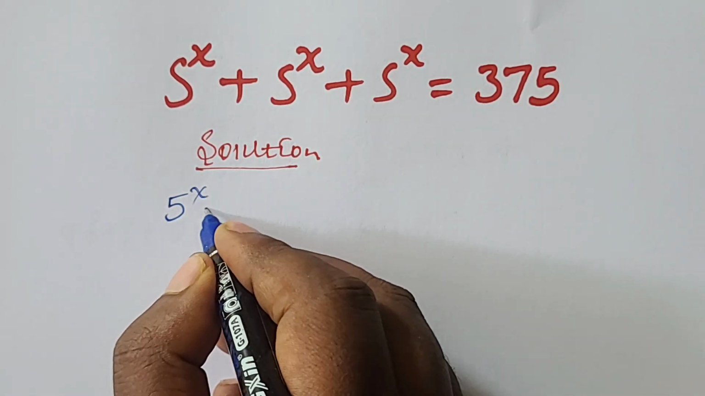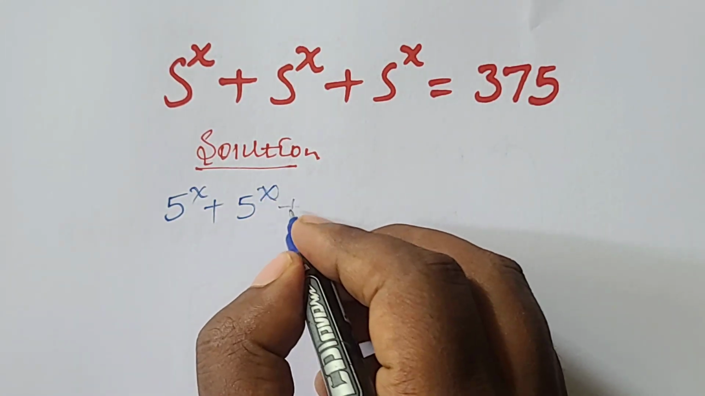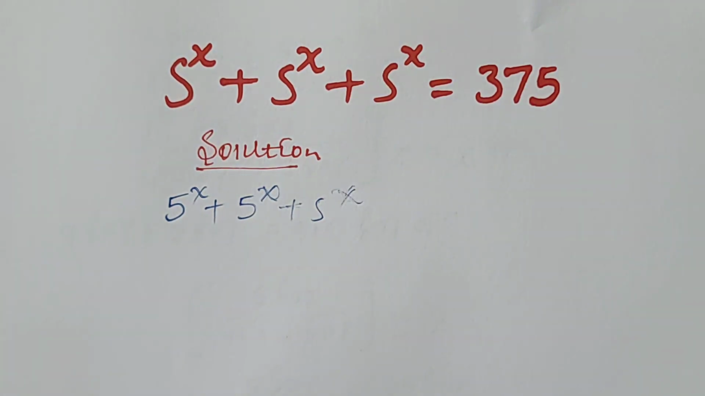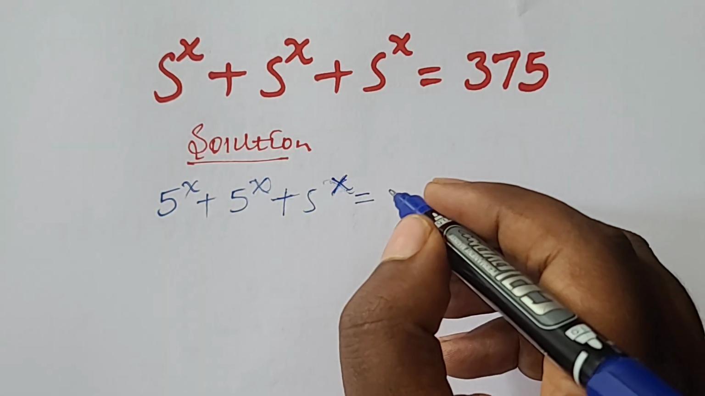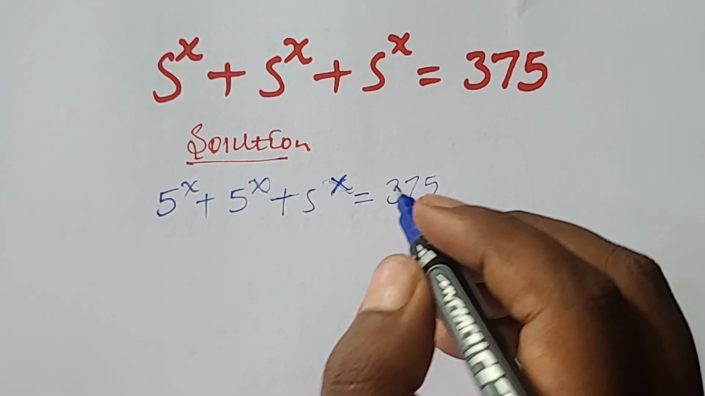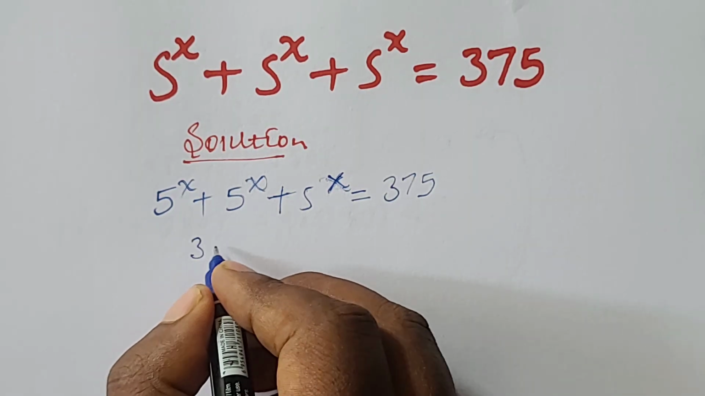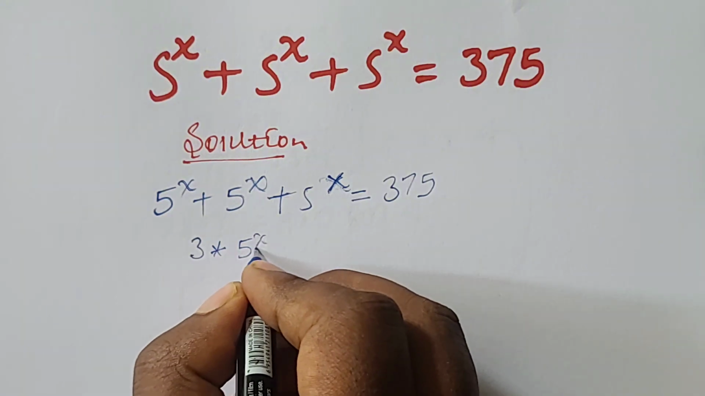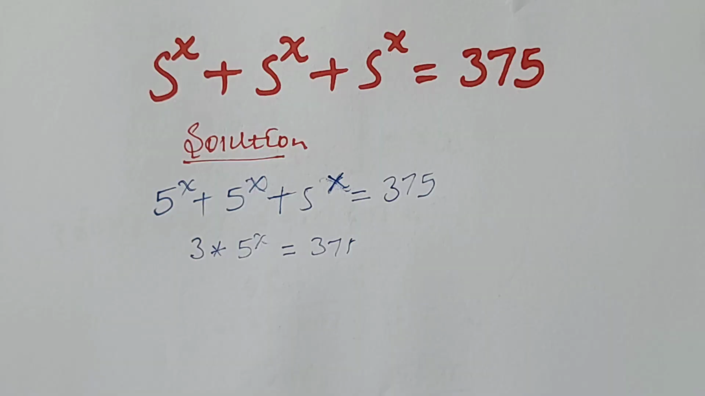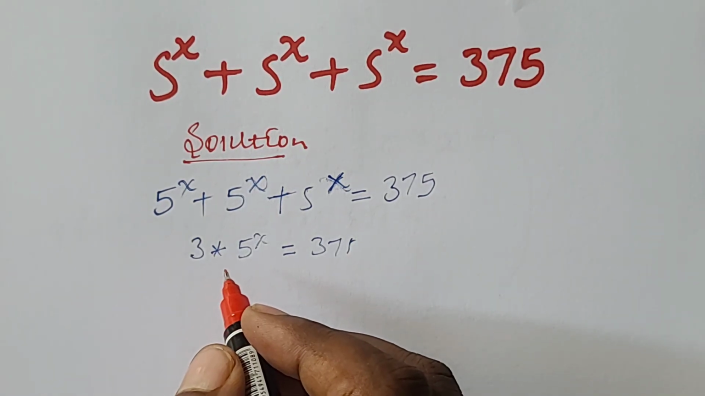5 raised to x plus 5 raised to x plus 5 raised to x, which equals 375. Therefore, three identical terms when they are added, that means 3 times 5 to the power of x, which equals 375. As you see here, 3 times 5 to the power of x equals 375.